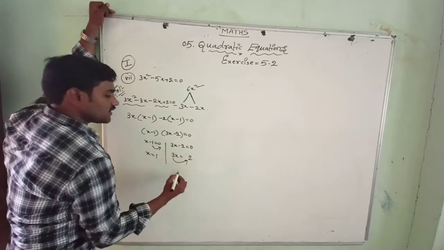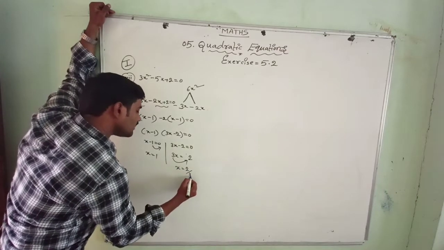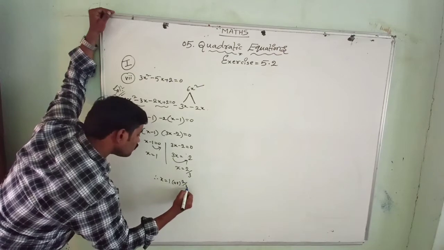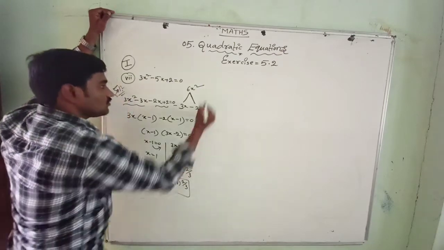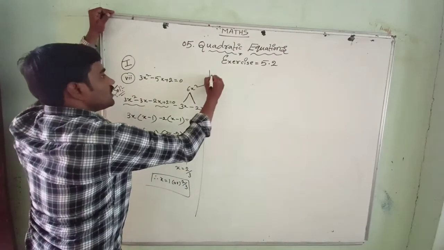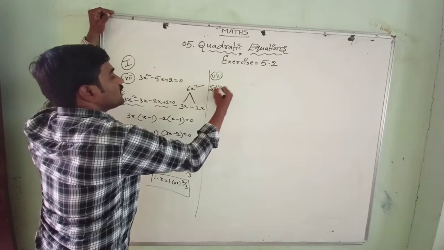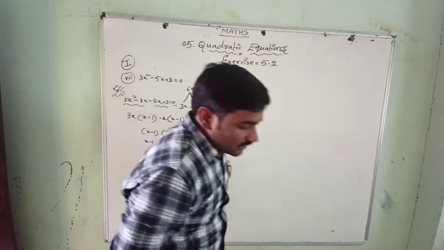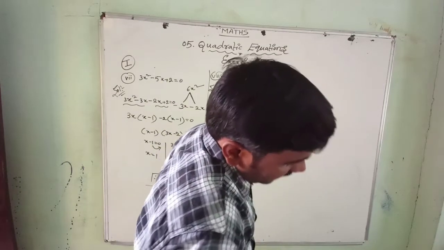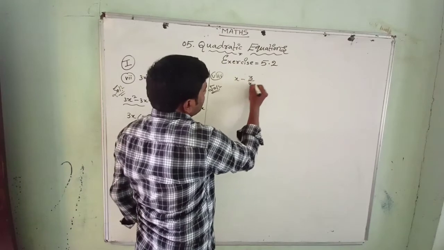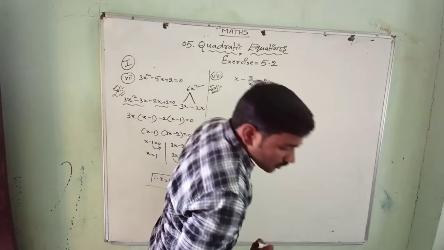This 3 you transfer now, x equal to 2/3. Therefore x equal to 1 or 2/3. We have completed this now. Let's go for the eighth one. Eighth solution of this first bit, that is x minus 3/x, x minus 3/x equal to 2.